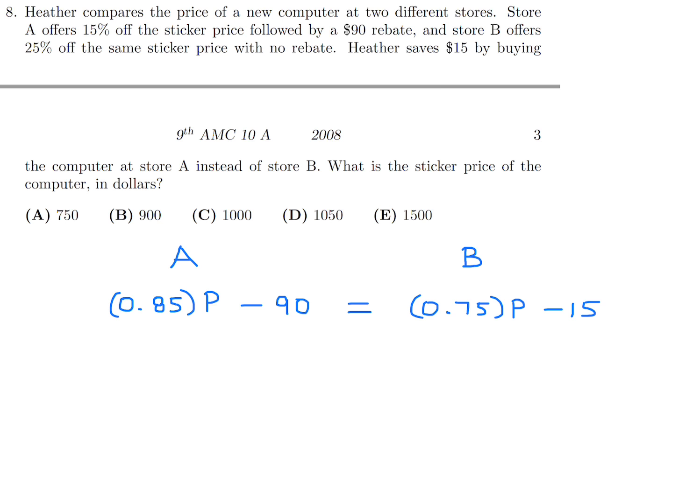Solving for this, let's see here, bring this over, and that will be 0.85 minus 0.75, so 0.1p. And then bring the 90 over, and we'll get 75. So multiplying both sides by 10, you get p is equal to $750. And therefore, number 8, the answer is A.